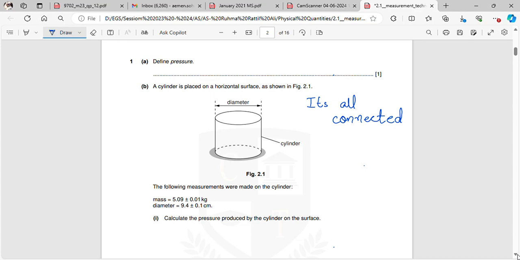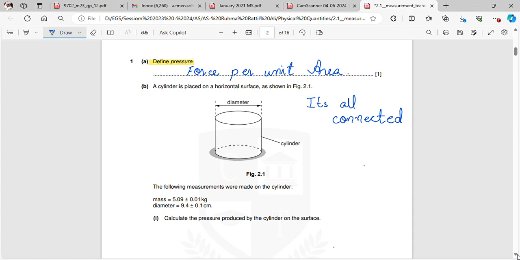Let's suppose the first question they're asking you is: define pressure. When they say define pressure, the simplest definition that you have for pressure is you will write force per unit area. That's it. You don't have to write anything else. You just write force per unit area.